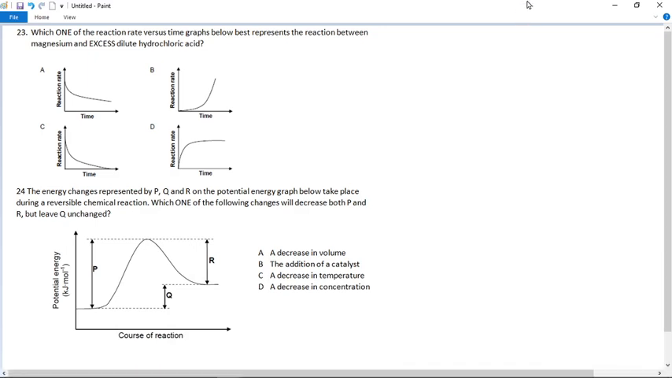Okay, number 23. Which one of the reaction rate versus time graphs below best represents the reaction between magnesium and dilute hydrochloric acid? So this is this reaction. Remember, it's going to produce hydrogen gas, and we need two of those to balance it. Okay, so it says to you reaction rate and time. But it also says to you excess dilute hydrochloric acid.